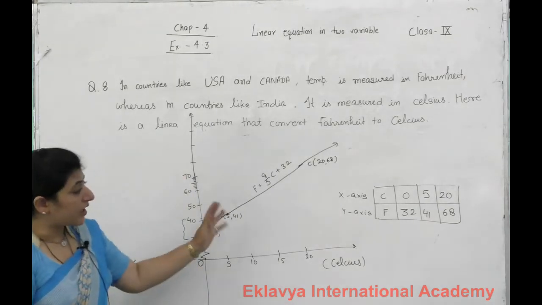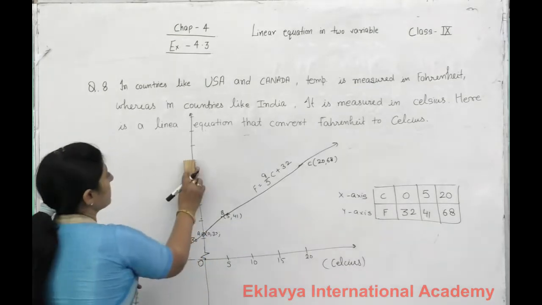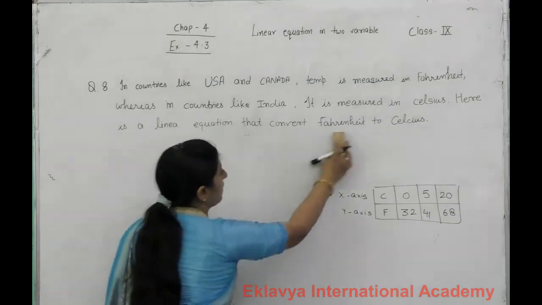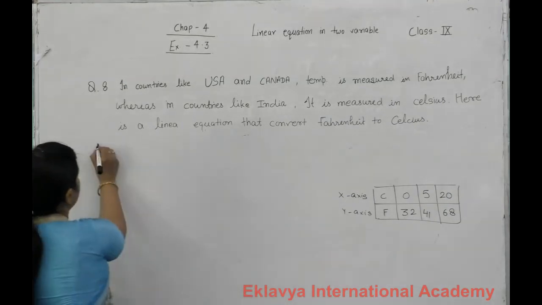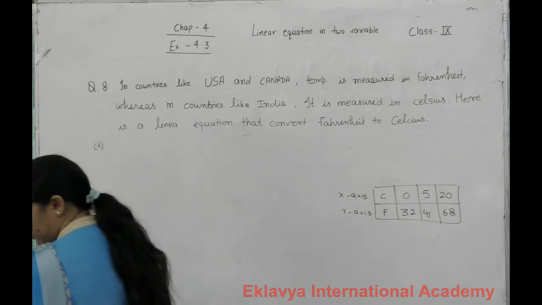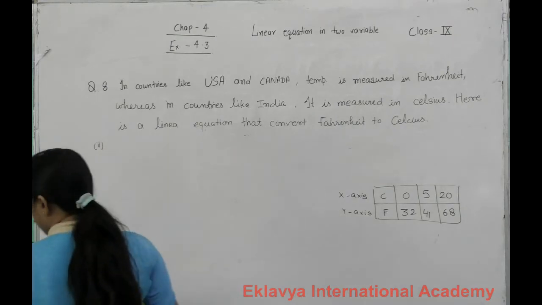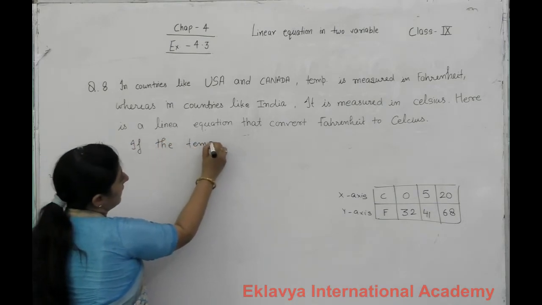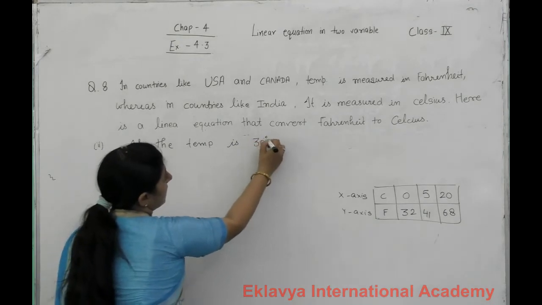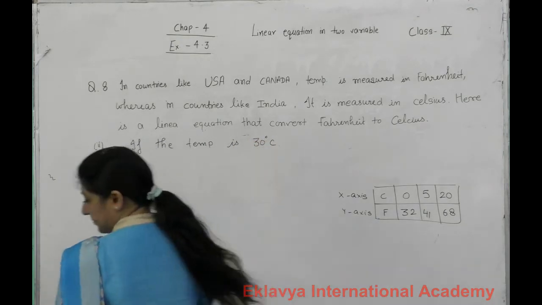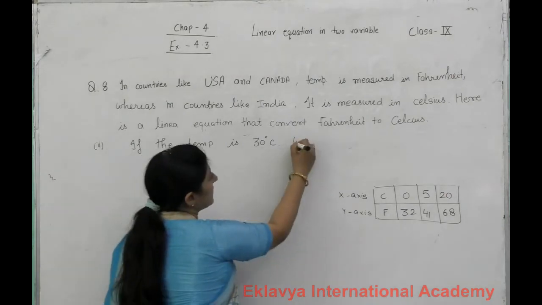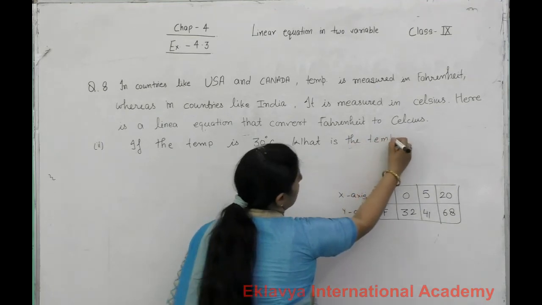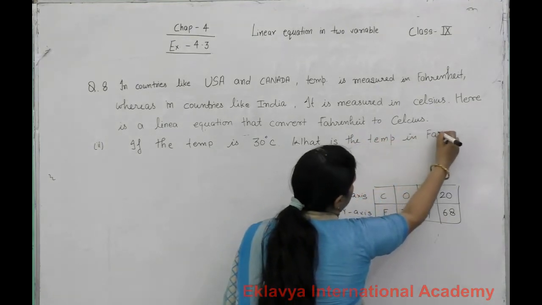On this graph, now see the next point, the next topic. What is the next part of it? If the temperature is 30 degrees centigrade, what is the temperature in Fahrenheit?